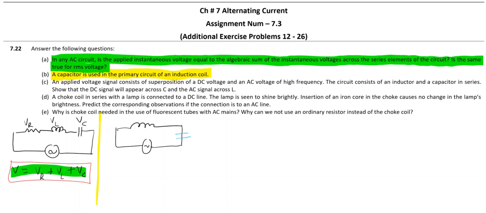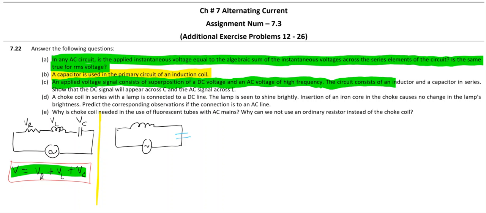Next one, C. An applied voltage signal consists of superposition of DC voltage and AC voltage of high frequency. The circuit consists of an inductor and a capacitor in series. Show that the DC signal will appear across C and AC signal across L.